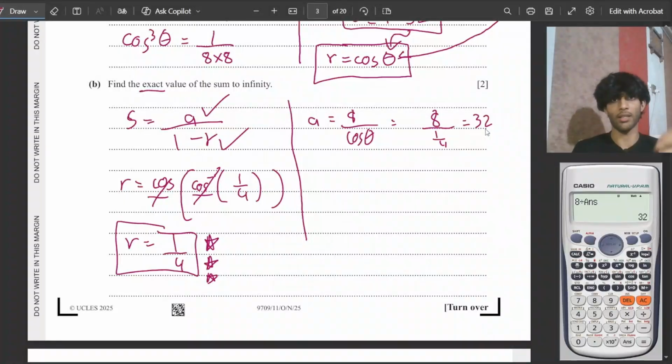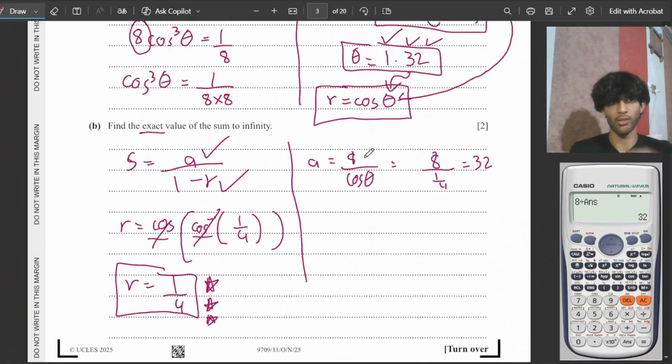Now, just realize how everything is connected. R is connected to the previous part. You can find a using this equation, 8 over cosine theta, and cosine theta is r. Everything is sort of interconnected. So keeping your mind open when you're doing, especially your math paper 1 or paper 2, is super important. Everything is correlated to each other. All you need to do is keep an open mind and look for those patterns. Looking for patterns is going to be extremely important in all of these papers.